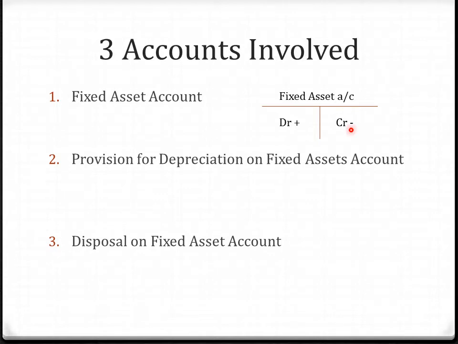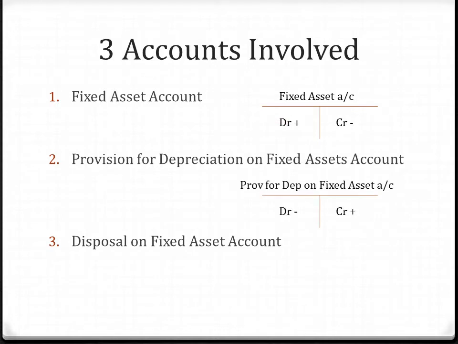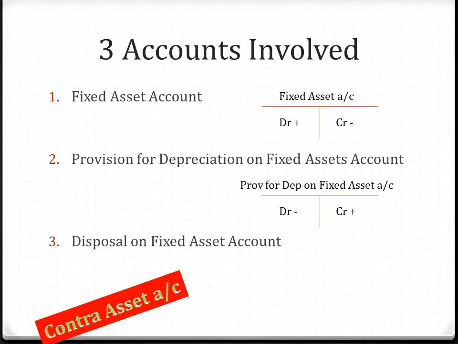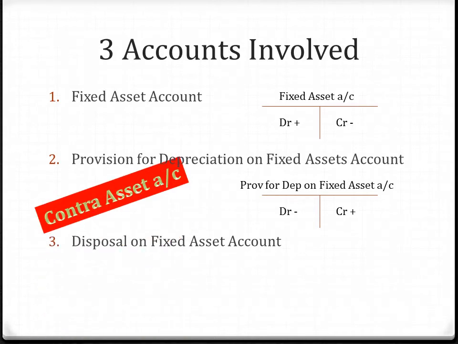Definitely when you sell, you have less. When you buy, you have more. All right, and then the next one is your provision for depreciation on fixed asset account. This is the direct opposite. Why? Because if you recall your model, every time you have more provision for depreciation, you have a lesser fixed asset account figure. So to credit is to plus, to debit is to minus, the direct opposite of your fixed asset account. It is also known as the contra asset account.